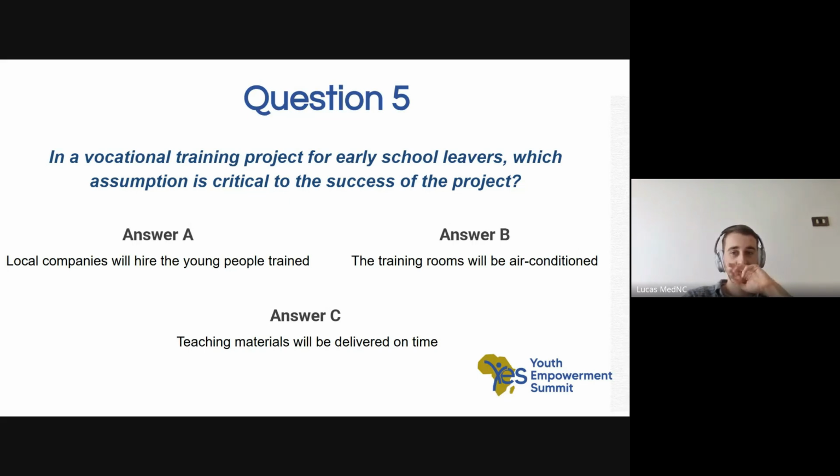Okay, that's interesting. We have C, A, C. The right answer was A, because as we say, this is a vocational training project, so that means the early school leavers will have to be trained and hired after that. So the project will be in a very critical situation if the local companies are not hiring the young people trained, okay?